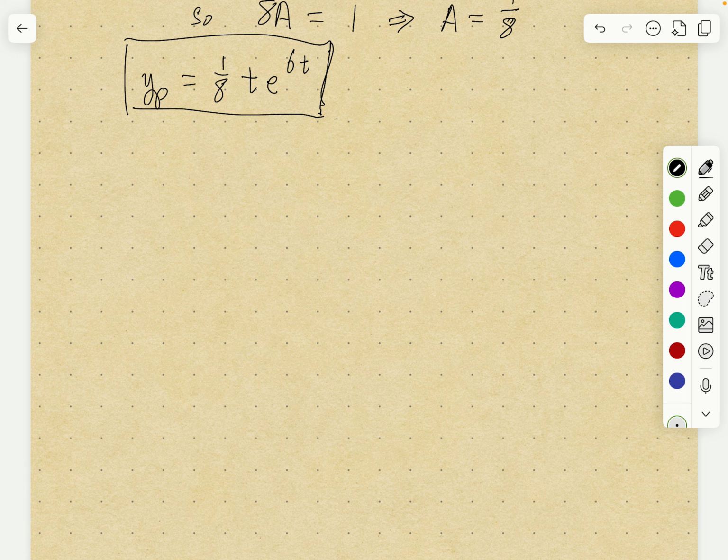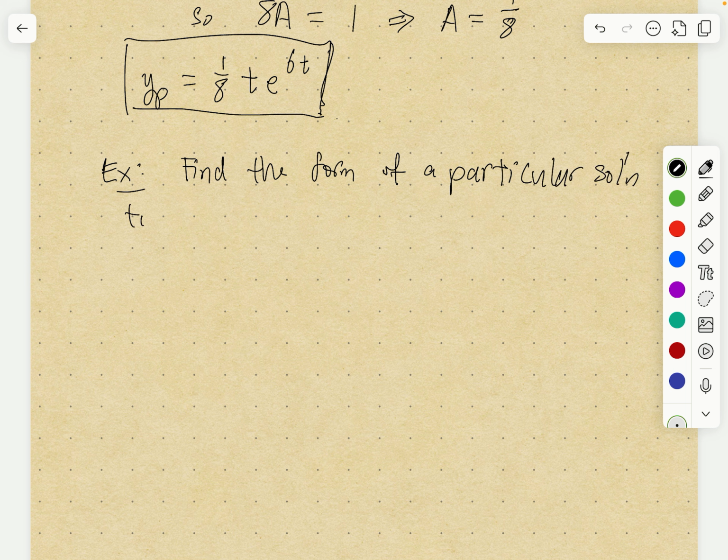So instead of doing an entire calculation all over again, let's just talk about what you would make your yp equal to. So find the form of a particular solution to y double prime plus 8y prime plus 16y equals 7e to the 4t. 7e to the minus 4t, sorry.